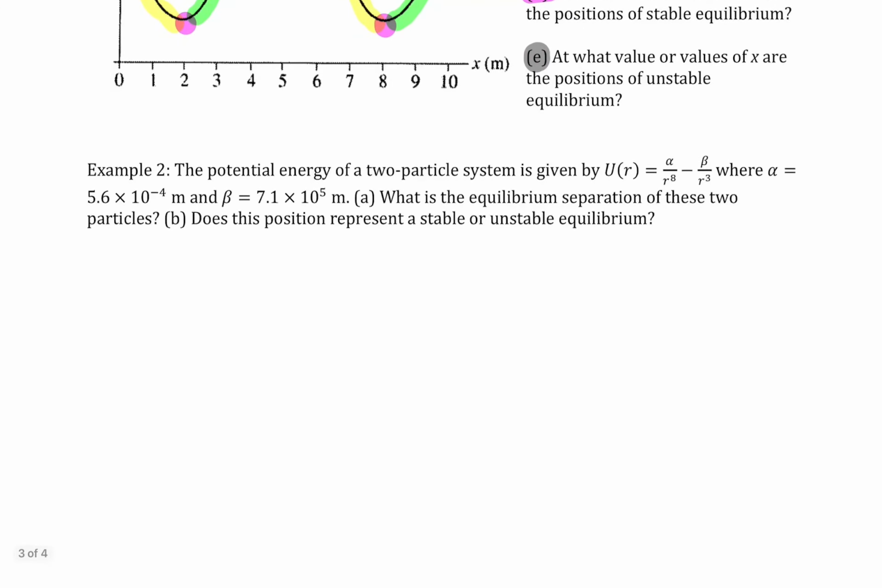Okay, so now we're going to do another one, which is a more complex function, but unlike example one, where we had to deal with 3 dimensions with simple functions, this one is just one-dimensional. We're given a potential energy curve for a 2-particle system, and then we're given the coefficients. And we are asked, what is the equilibrium separation of these 2 particles?